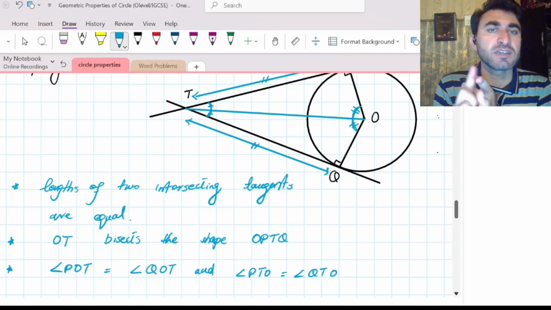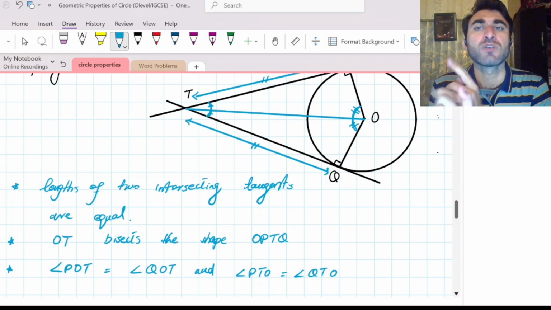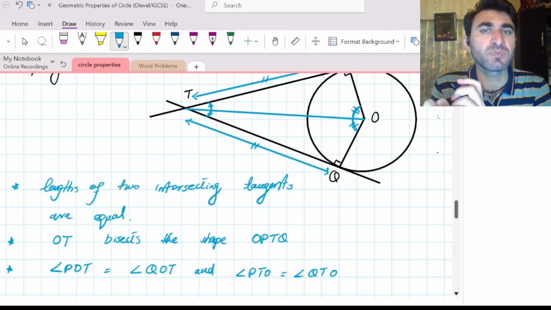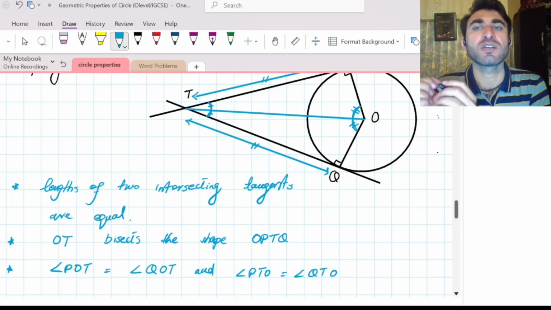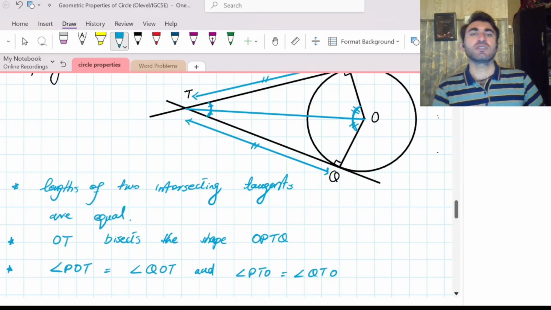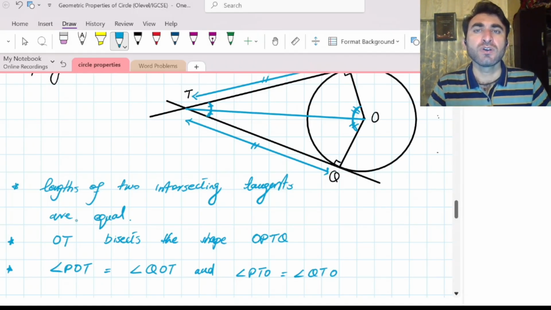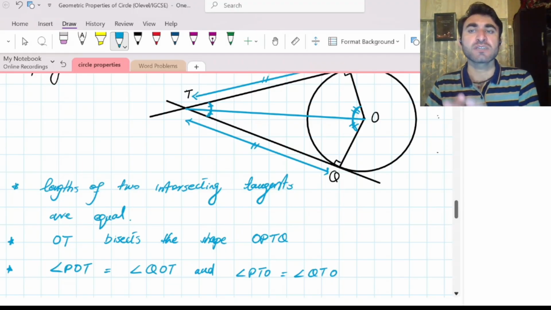The line segment that joins the center with the point of intersection of tangents bisects the quadrilateral, and it also bisects the angle at the center as well as at the point of intersection of tangents. Okay, these were the four symmetric properties, and in the next video, we'll be discussing a few questions that involve the symmetric properties of a circle, and next we will move to the angle properties of a circle.